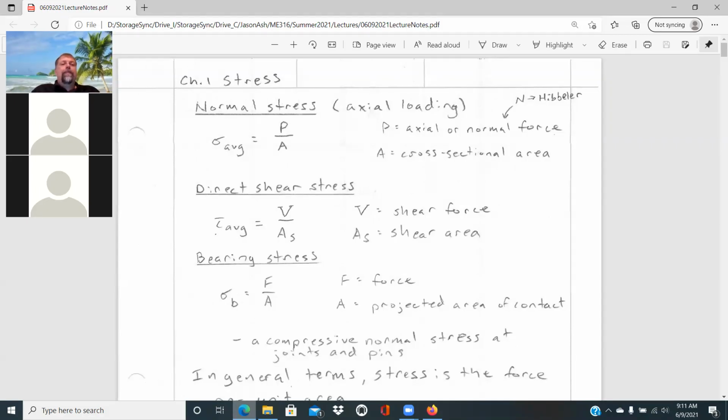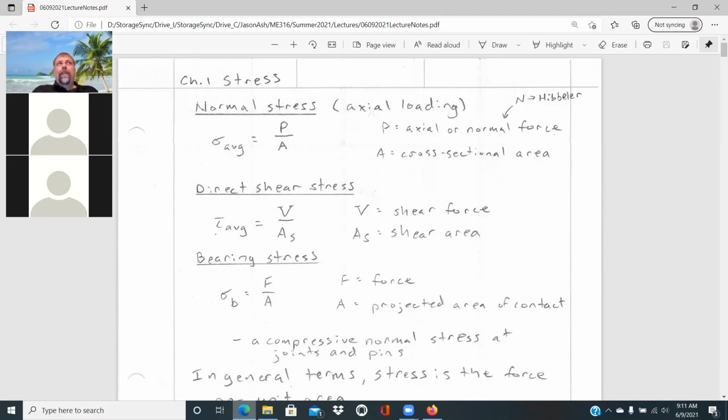But review stuff, chapter 1 of Hibbeler really just deals with stress. And you kind of looked at those things last year or last semester in ME 216. But you have different types of stress. You have a normal state of stress, which is commonly obtained through axial loading.